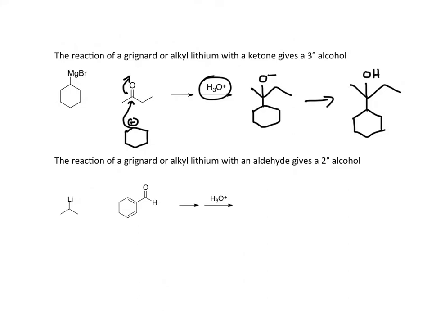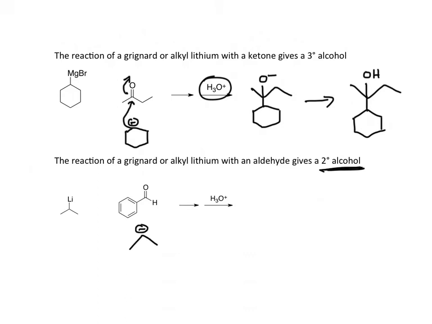Likewise, if I use an aldehyde, what I'm doing is eliminating that second R group right there and replacing it with an H. What that means is that instead of a tertiary alcohol, I'm missing an alkyl group, and I'll be making a secondary alcohol. So let's go ahead and take a look at how that works.